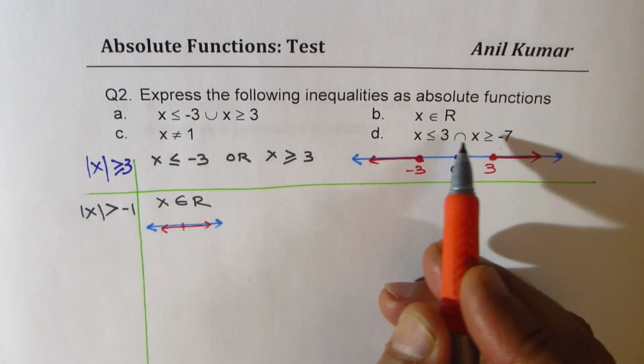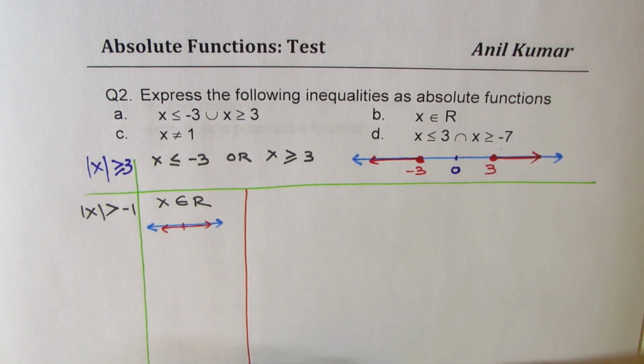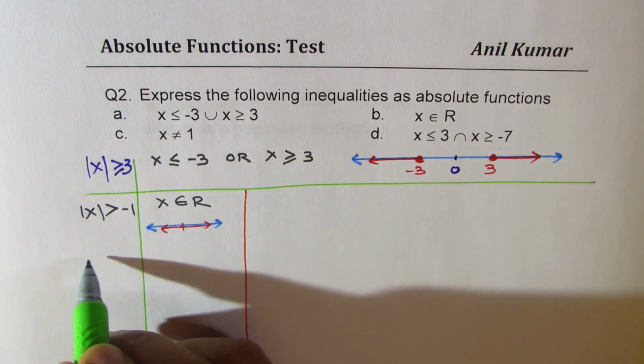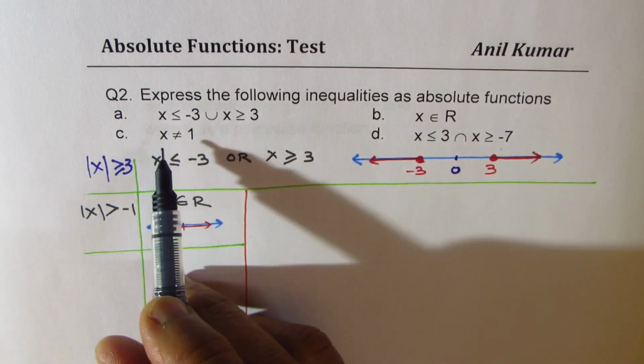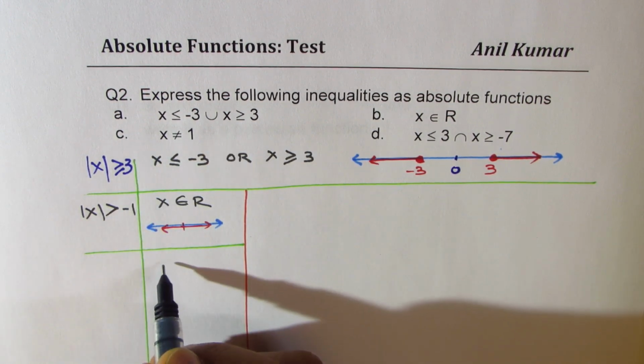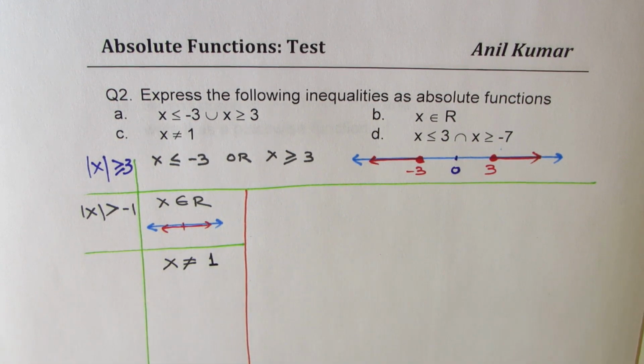I'm actually saving the space for the last question. Let's get to C. So I'll answer C in this part. We got part A and B, right? Now let's look into the last question, C, which is x is not equal to 1.